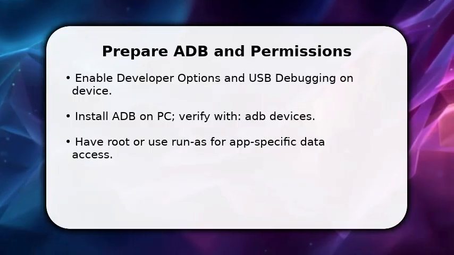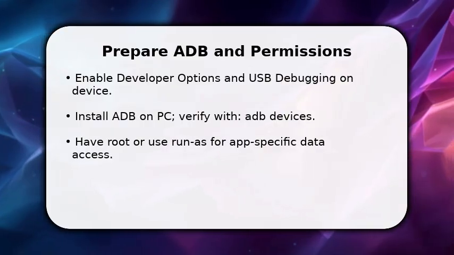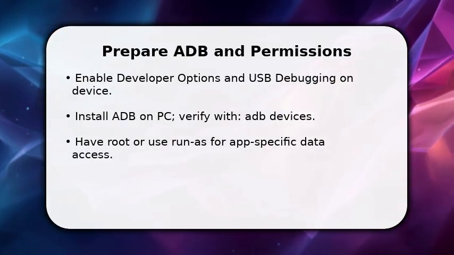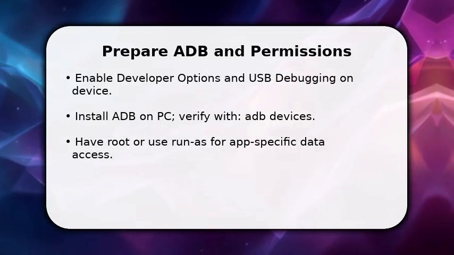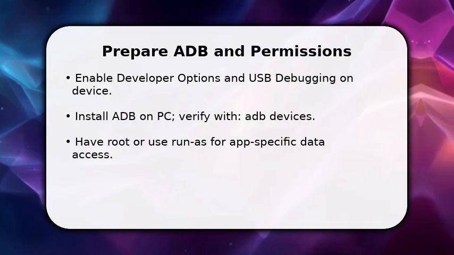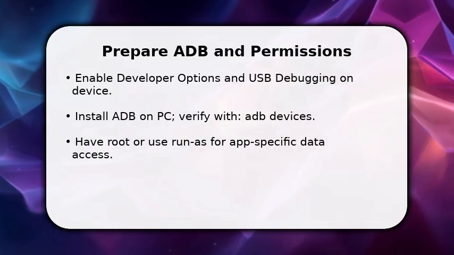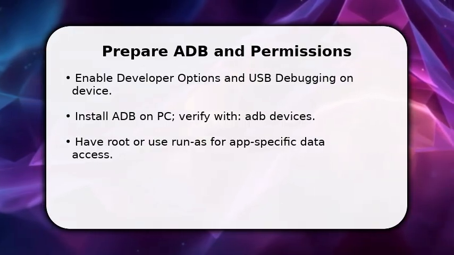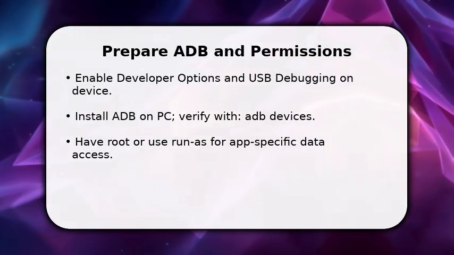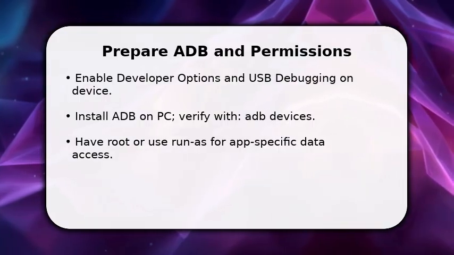You start by preparing ADB and permissions so you can access /data securely. Connect the device, enable USB debugging, and confirm an ADB device is listed. Install platform tools if missing, and make sure you understand whether you need root. Root grants full /data access, while run-as lets you access a specific app's data directory.